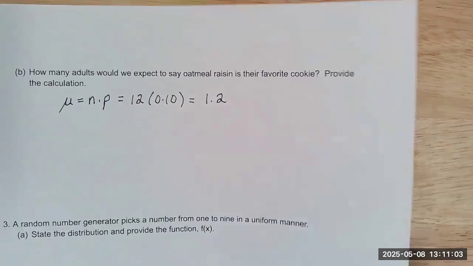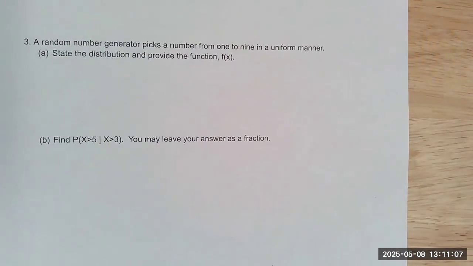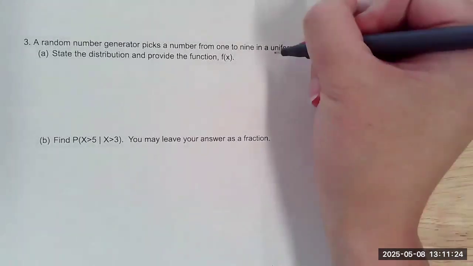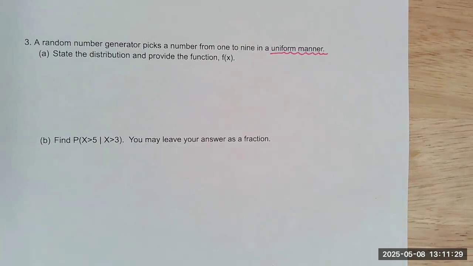Okay, we spent a lot of time on uniform distribution problems. A random number generator picks a number from 1 to 9 in a uniform manner. That's how I knew this was a uniform distribution problem. That's important. State the distribution and provide the function f of x. Well, the good news is she put that on your formula sheet.